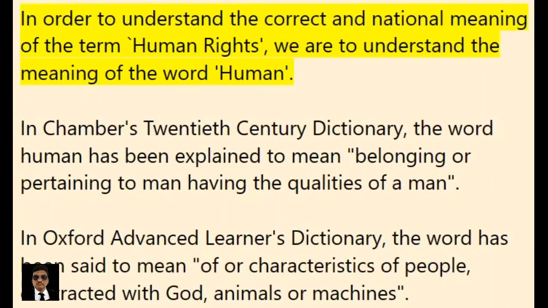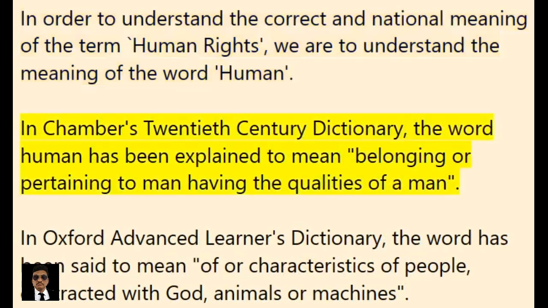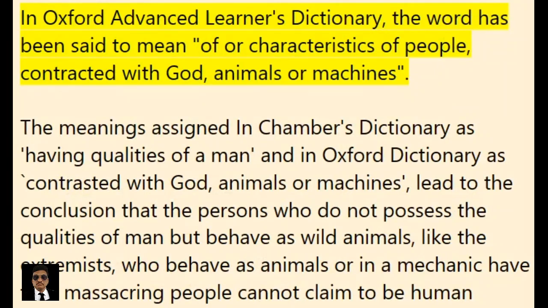In order to understand the correct and rational meaning of the term human rights, we have to understand the meaning of the word human. In Chambers' 20th Century Dictionary, the word human has been explained to mean belonging or pertaining to man, having the qualities of a man. In Oxford Advanced Learner's Dictionary, the word has been said to mean of or characteristic of people, contrasted with God, animals or machines.